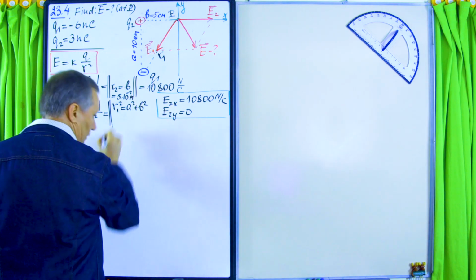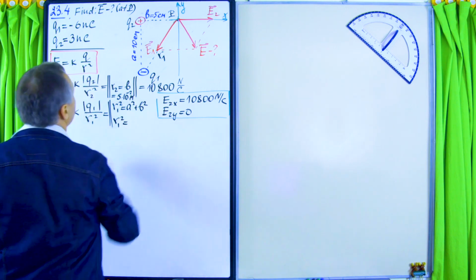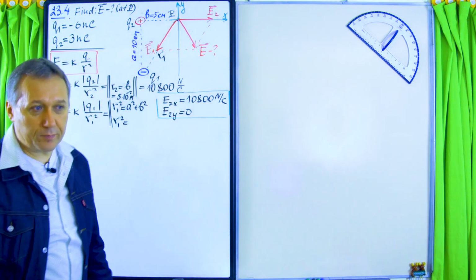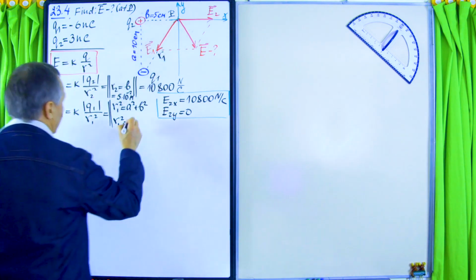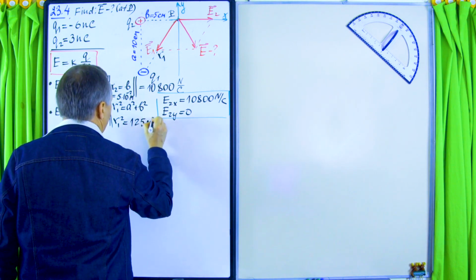Okay, let me write. R1 squared equals, the square of this will be 100 plus 25, 125 meters to the power of 2.